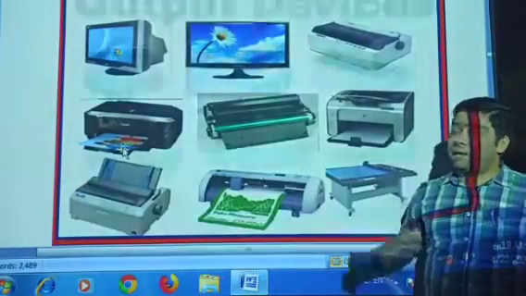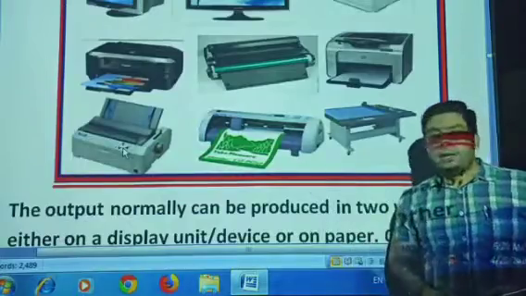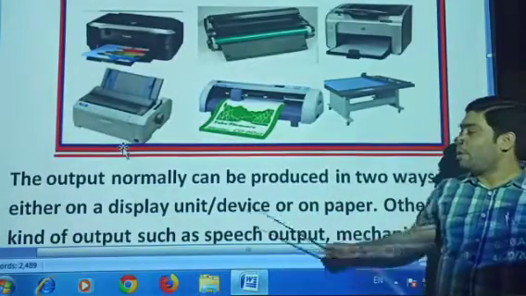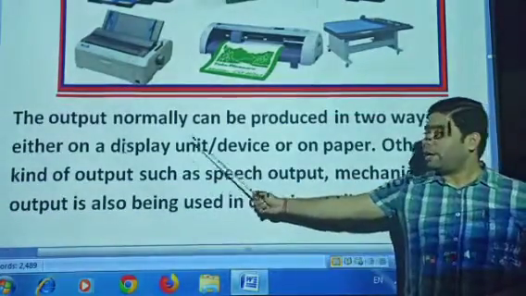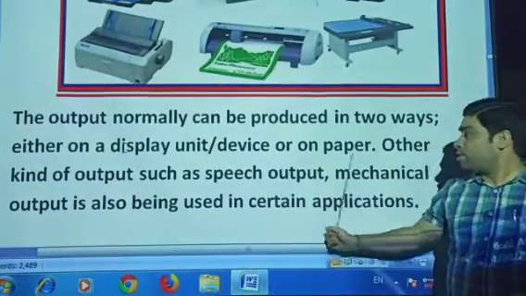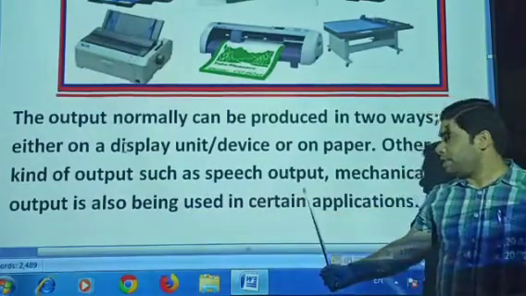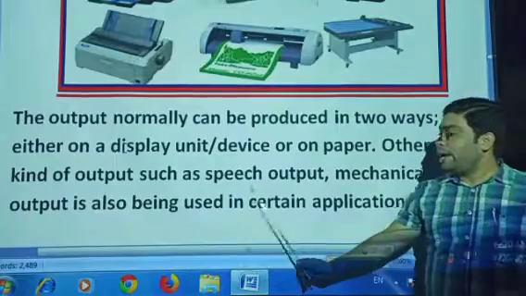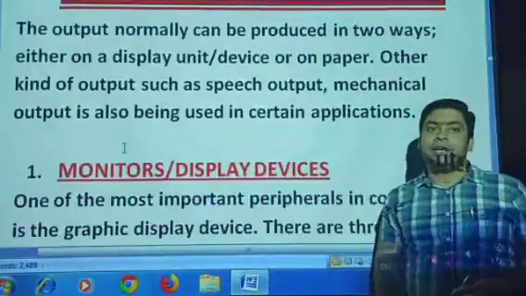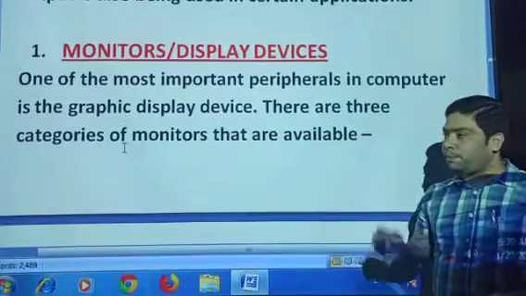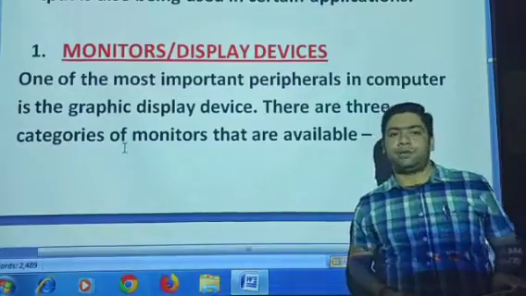Output devices. Several output devices, images are given there. Now, what is an output device? Output can normally be produced in two ways: either on a display unit device or on paper. Other kinds of output, such as speech output and mechanical output, are also used in certain applications. But here we are discussing monitor or display output and paper output, that means printers or plotters.